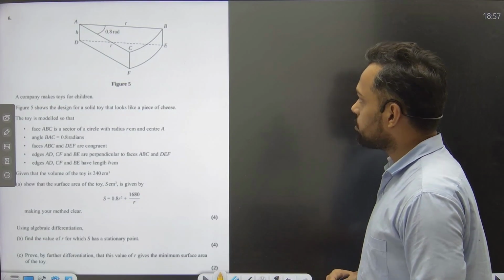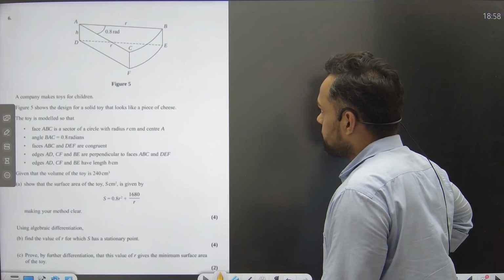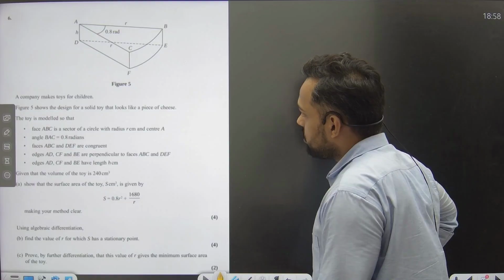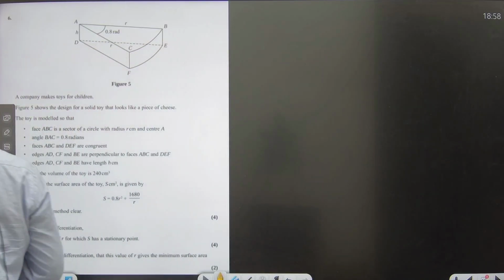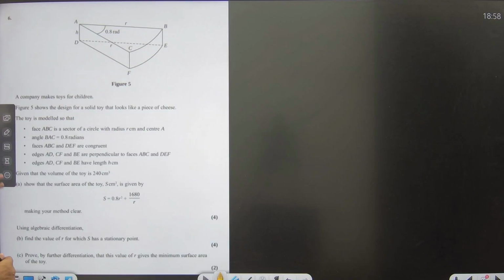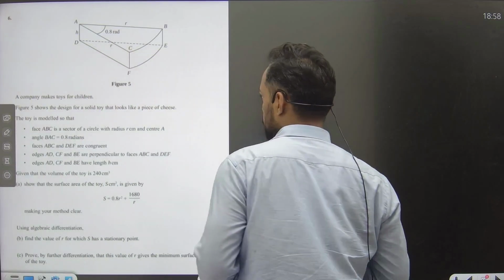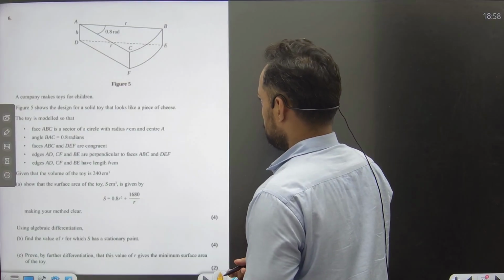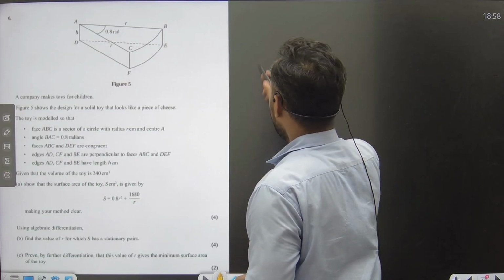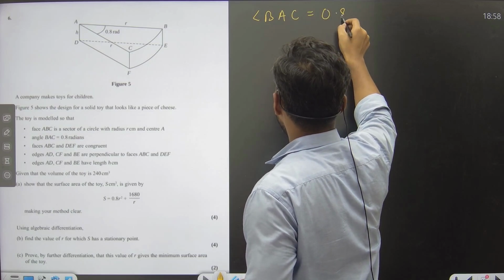Yeah, in this part, students, we can see a company makes toys for children. So they have given a certain piece of cheese, and the toy is modeled so that face ABC is a sector of a circle with radius r centimeter and center A. Angle BAC is equal to 0.8 radians. So let's do it. Angle BAC is given as 0.8 radians.